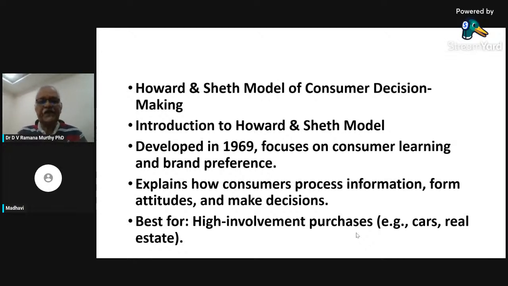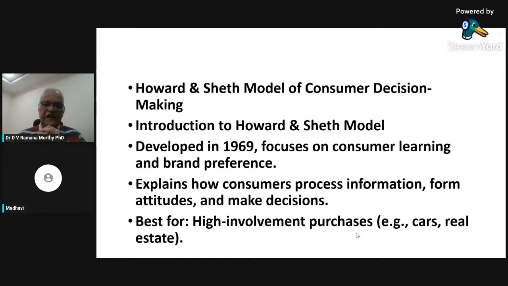First one is the Howard Seth model of consumer decision making. It was developed in 1969 by Howard and Seth, and it focuses on consumer learning and brand preferences. It also explains how consumers process information, form attitudes and make decisions, because this also talks about how attitude formation happens. So it is only for high involvement purchases.